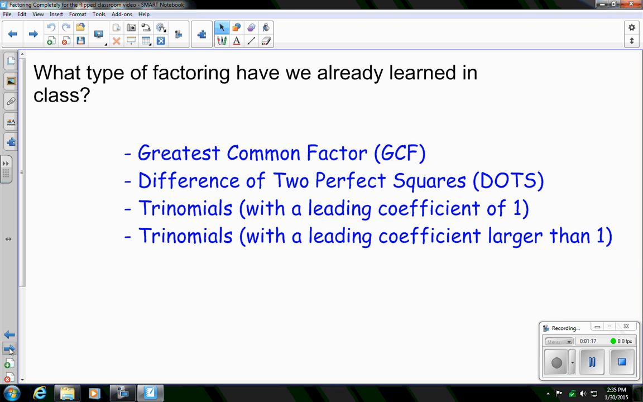So the types of factoring that we've done in class: greatest common factor, or GCF, difference of two perfect squares, or DOTS, trinomials with a leading coefficient of 1, and trinomials with a leading coefficient larger than 1.